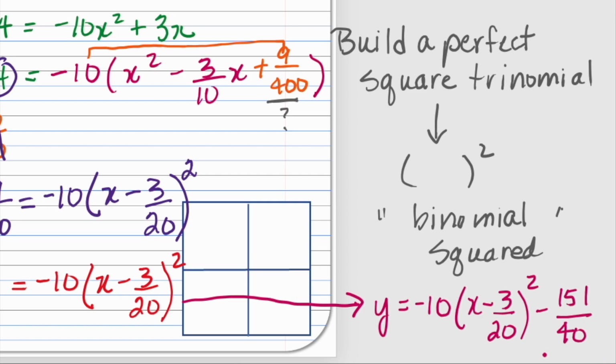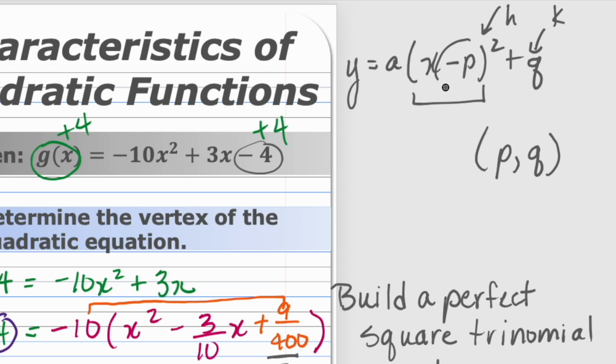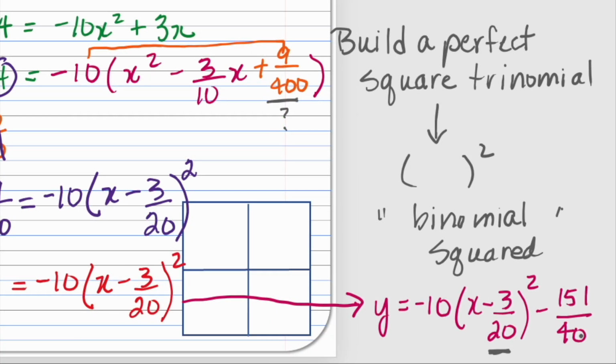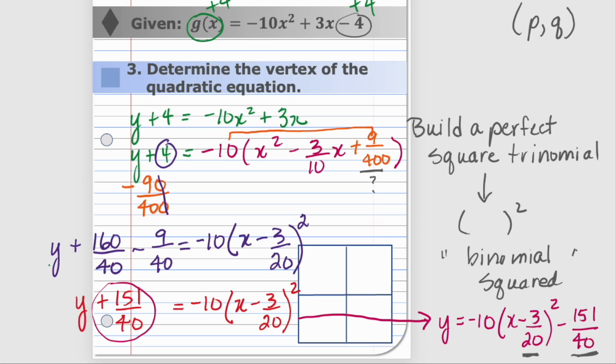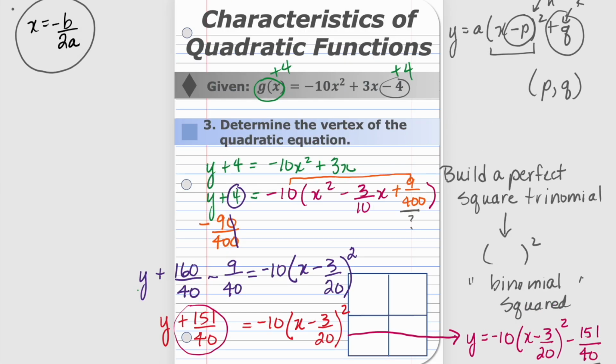The p value is the 3 over 20. Remember, change the sign right there. And the q value is negative 151 over 40. Keep that sign. So we did it. Definitely a little bit harder initially, but if you don't have the vertex form and you've got to come up with the vertex, completing the square is a reasonable method. Excellent job.